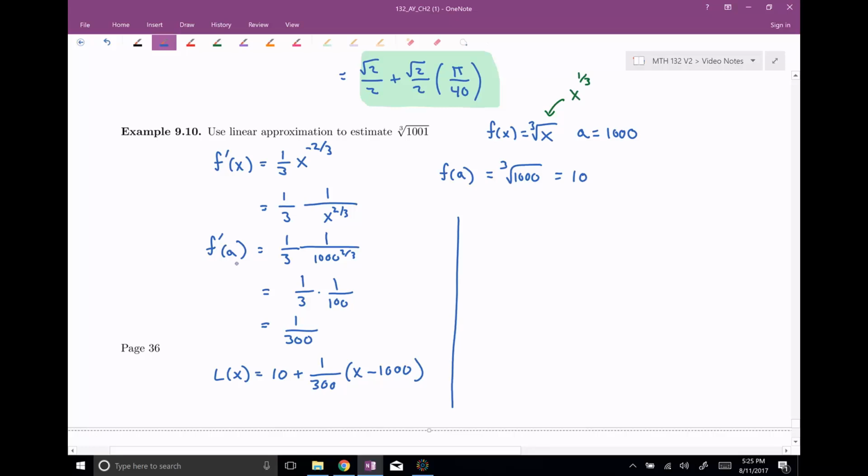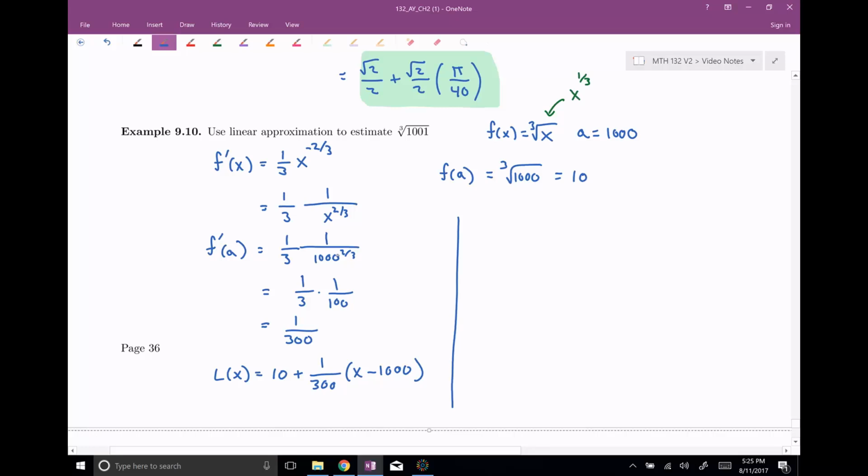Now I need f prime of a. Remember my a value is 1000. So when I plug in 1000 to this, I'm going to need to be able to evaluate 1000 to the 2/3 power. Again, I don't have my calculator, right? Well, luckily with 1000 to the 2/3 power, notice that you have raising to the second power and raising to the 1/3 power. And the claim is that you can do these in any order that you'd like.